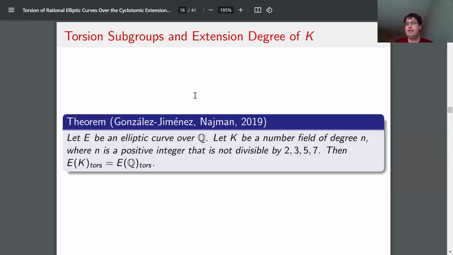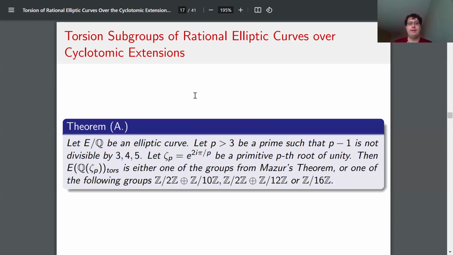So I tried to relax their theorem and actually somehow managed to do it by changing the condition not divisible by 2 into not divisible by 4 and get a similar result. Okay, so here's the main theorem. We prove that if p is a prime such that p minus 1 is not divisible by 3, 4, 5, and zeta_p is the pth root of unity, then the torsion group over Q adjoined zeta_p is one of the groups from Mazur's theorem or one of the remaining 3 groups here.